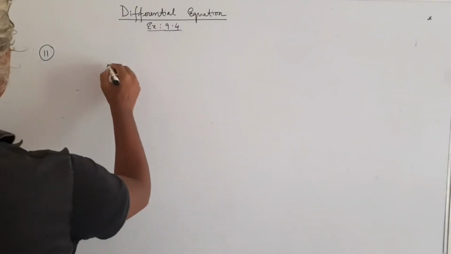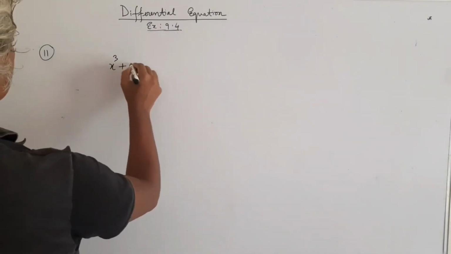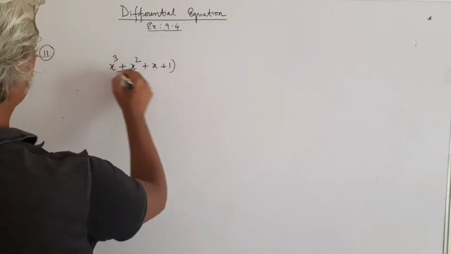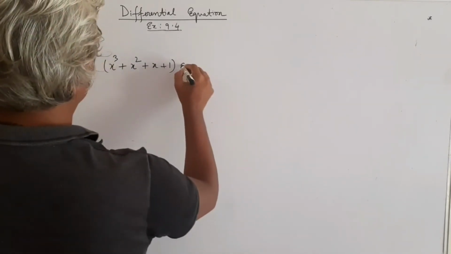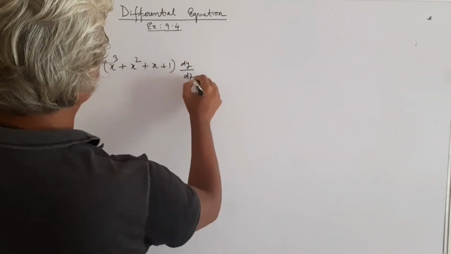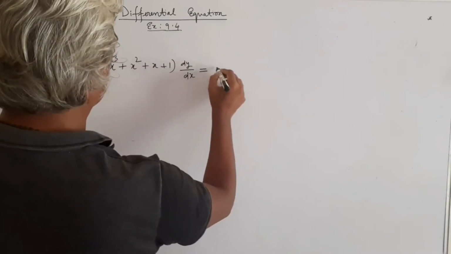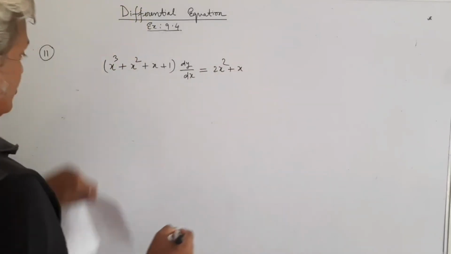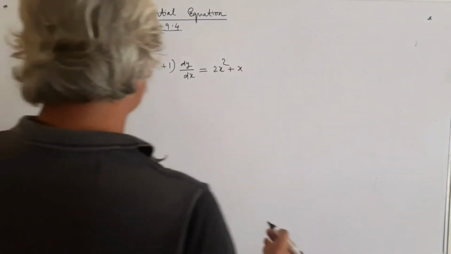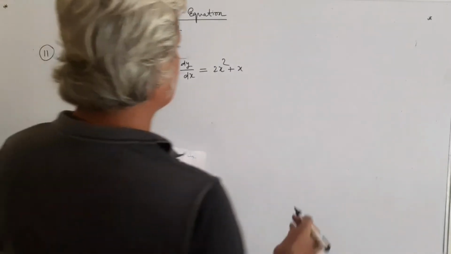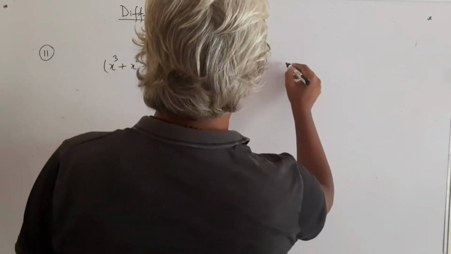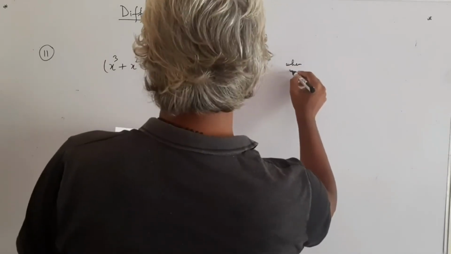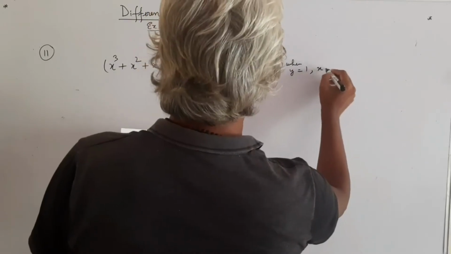First one is x cube plus x square plus x plus 1 dy by dx equals 2x square plus x. Now since it is a particular solution question, it means that we should have the means of finding the constant of integration. So they have given you the condition that when y is 1, x is 0.